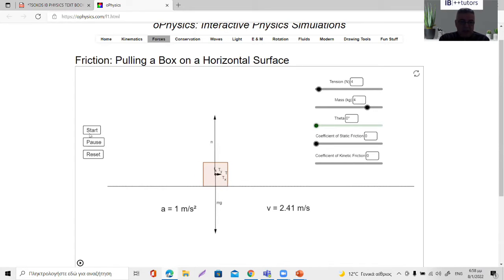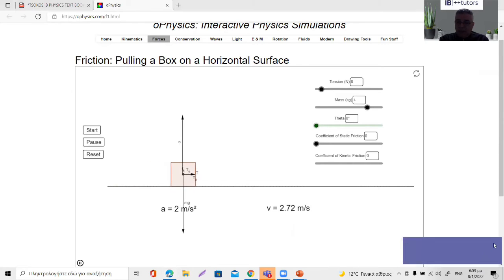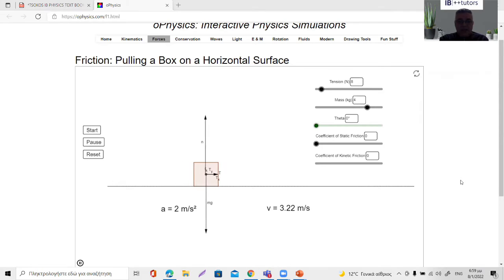Let's pause it again. And now it's time to play with the force. If we double the force by keeping the mass as it is, 4 kilograms, we get 8 newtons of tension. And we can see that the acceleration, which has been 1 meter per squared second, now has also been doubled. We doubled the tension, we get a doubled acceleration. If we keep doing it, it's obvious that we can see the acceleration being directly proportional to the applied force.